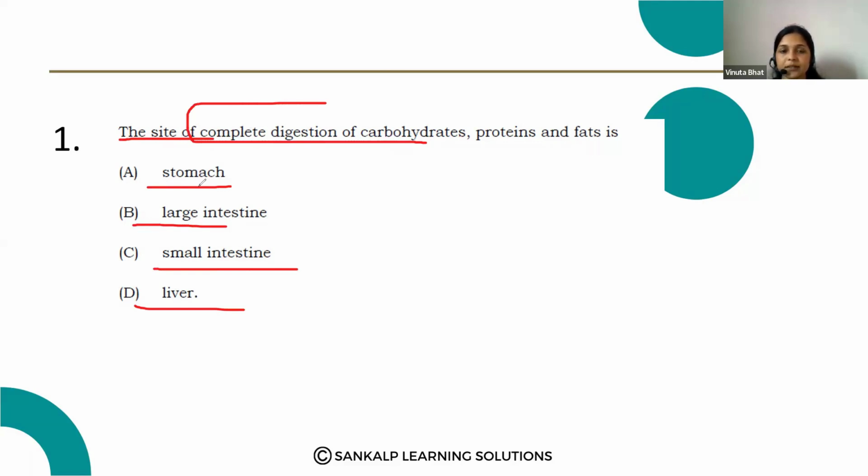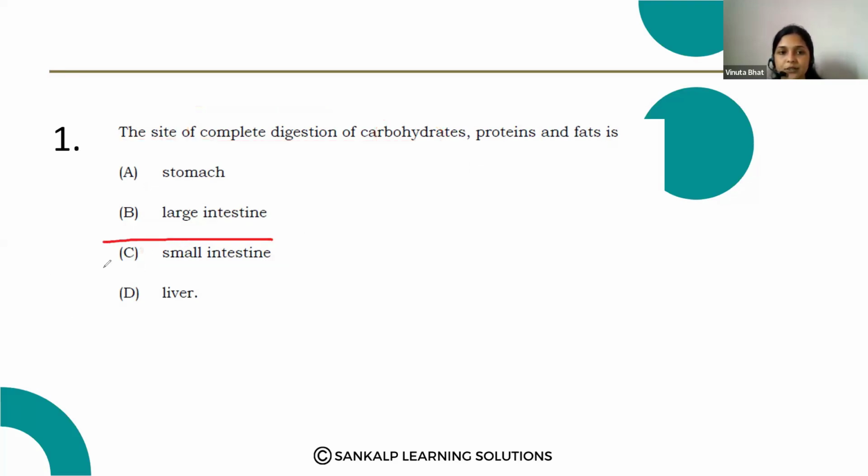Here, the site of complete digestion of carbohydrates, proteins and fats. Complete digestion will not take place in the mouth, not in the stomach. It takes place in the small intestine. The correct option is option C, small intestine. Complete digestion and absorption take place in the small intestine.